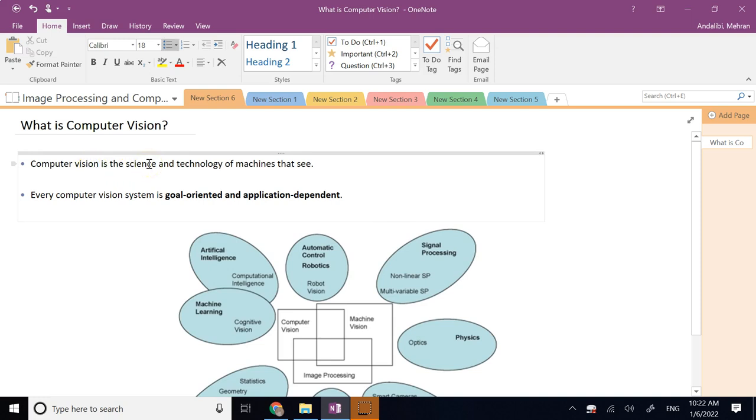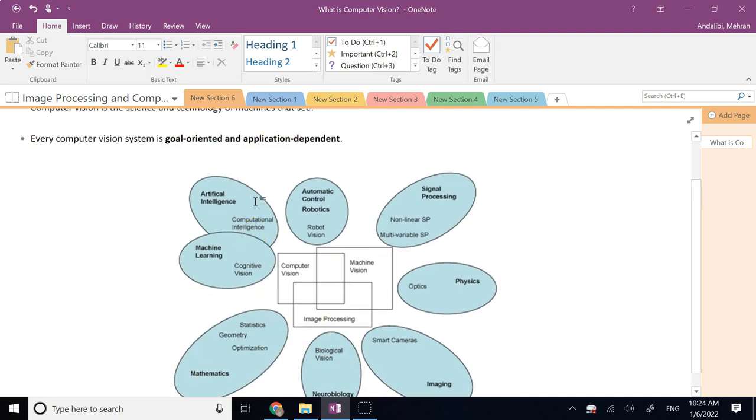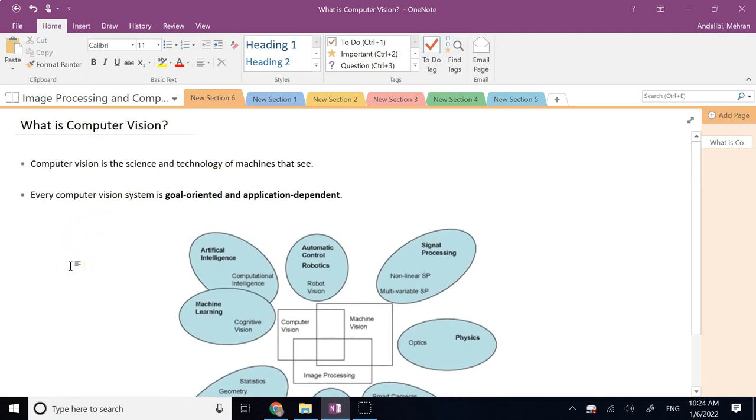So computer vision, if you want to make it very simple, we can say it is the science and technology of machines that see. Most of the devices you see these days around you, including your cell phones, your laptops, your cars, and your robots, so many other things around us, they have cameras, they have microphones, right? Especially cameras, and they try to use these cameras to extract meaningful information. So computer vision is something that in the field of robotics, in physics, even in medicine, in neurobiology, and so many other fields, you need to know how to process images. That's why I decided to make this important playlist.